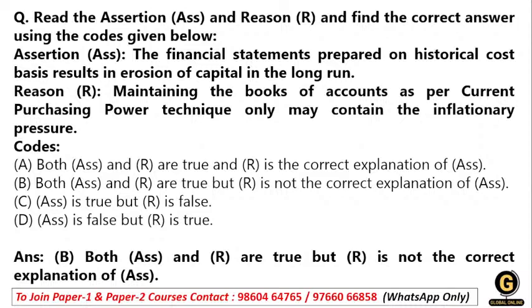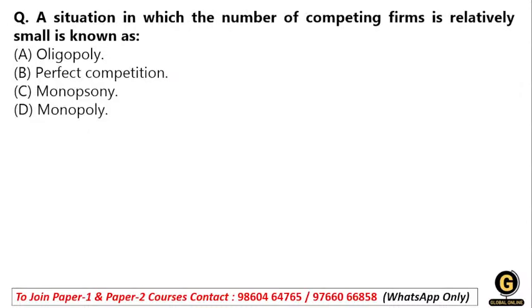Okay, yes. The next question: a situation in which the number of competing firms is relatively small, as compared to other firms, is known as what? The options given are: oligopoly, perfect competition, monopoly, or monopoly.